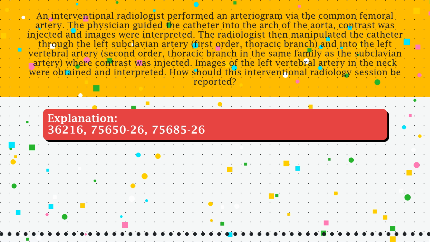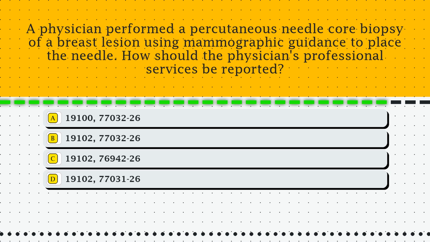Question 118. A physician performed a percutaneous needle core biopsy of a breast lesion using mammographic guidance to place the needle. How should the physician's professional services be reported? Option A: 19100, 77032-26. Option B: 19102, 77032-26. Option C: 19102, 76942-26. Option D: 19102, 77031-26.